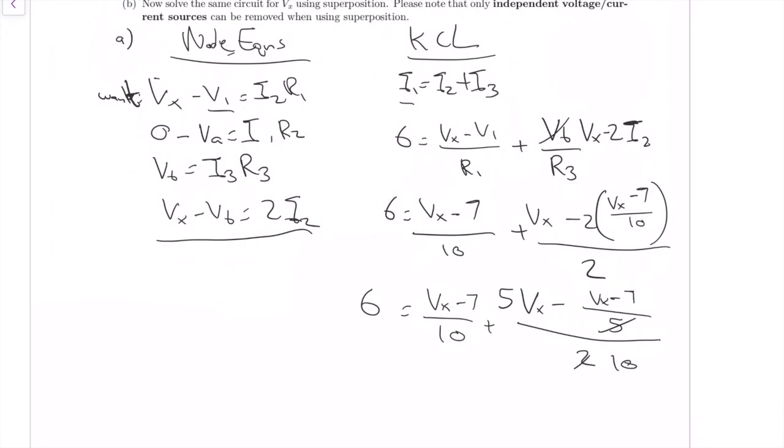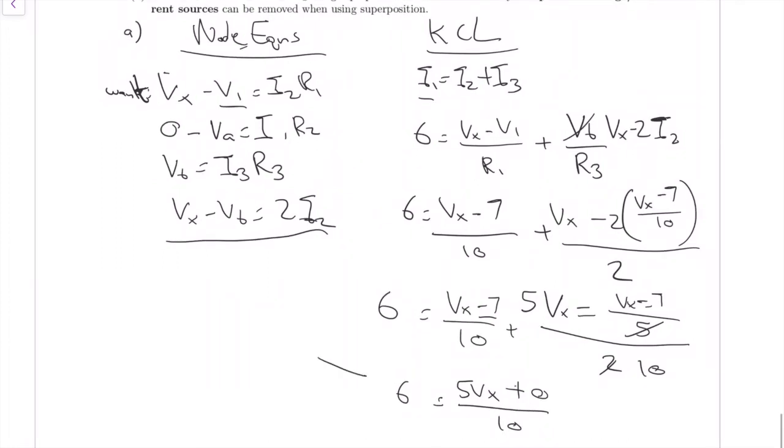Some more algebra, you get 6Vx, 5Vx plus 14, or plus 0 seems. So basically I got this negative 7, and then this negative and this negative got a positive 7. So that should be correct. Over 10 is equal to 6. And lastly, I can do 60 is equal to 5Vx, where Vx is equal to 12.